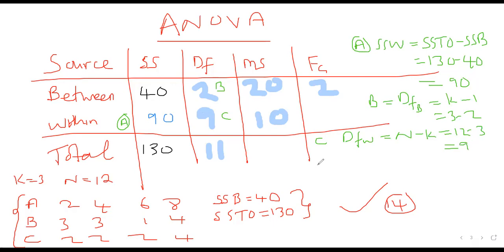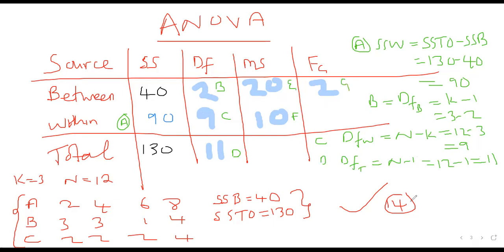How did you find the degree of freedom D for the total? The degree of freedom for the total is simply n minus 1. Our n is what? 12. 12 minus 1 is 11. We simply add these two. Are we following? Yes. So E, F, G.